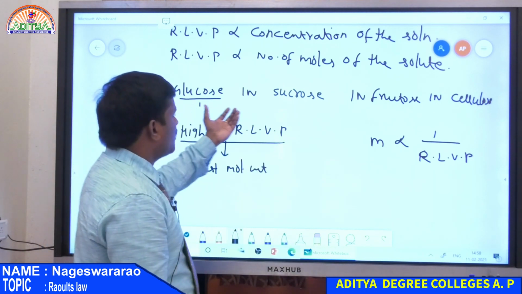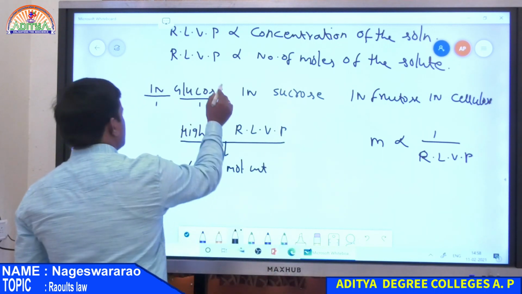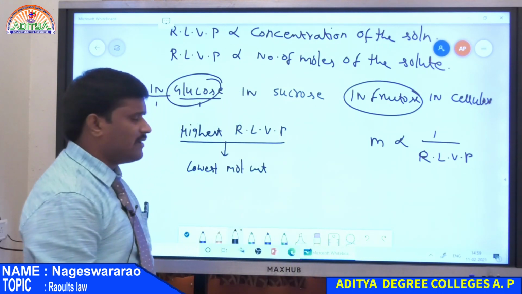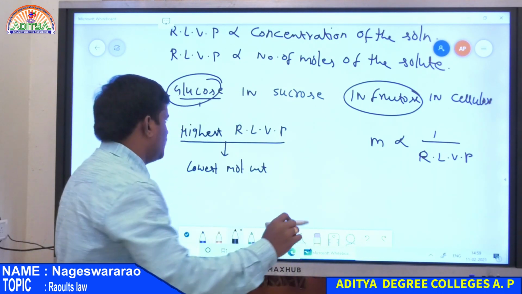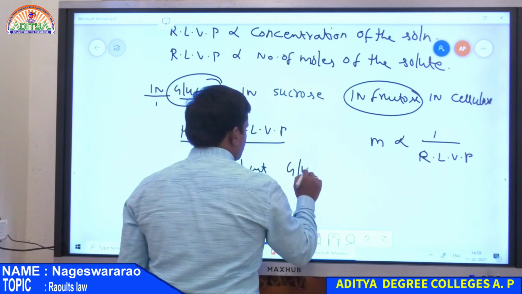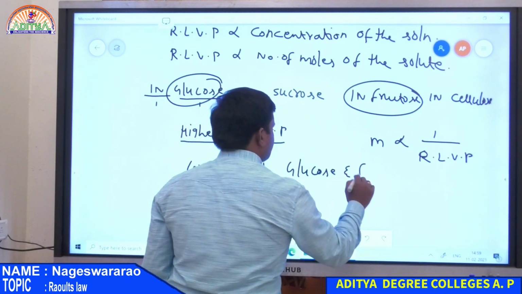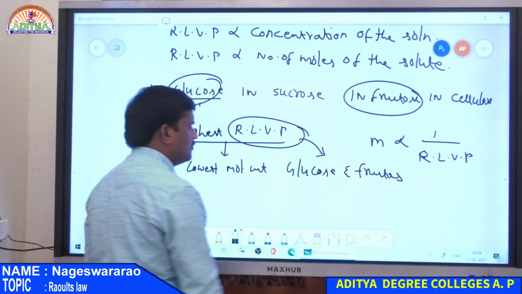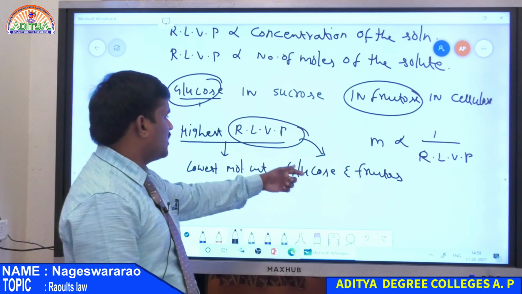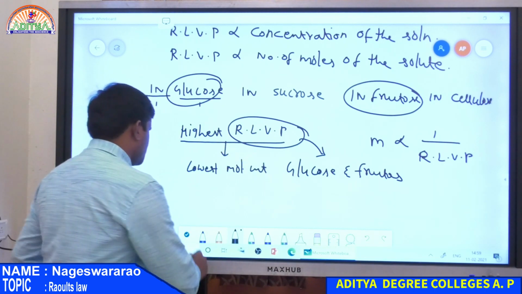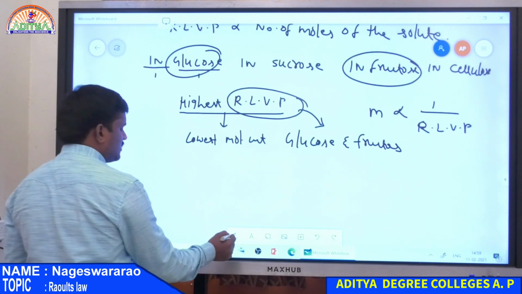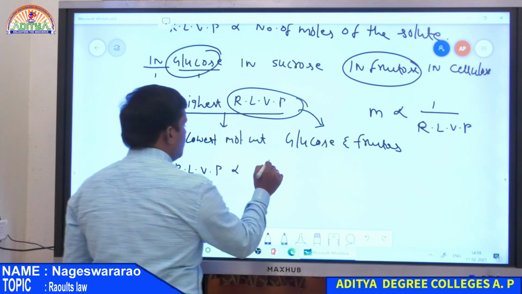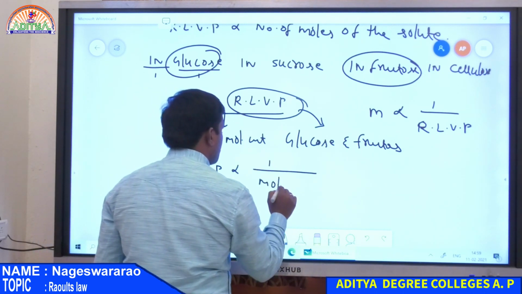Here all are carbohydrates; glucose as well as fructose both have the same chemical formula, therefore both have small molecular weight. That is why glucose and fructose both have the highest RLVP. So this is the third condition. From this condition we conclude that RLVP is inversely proportional to the molecular weight of the solute.